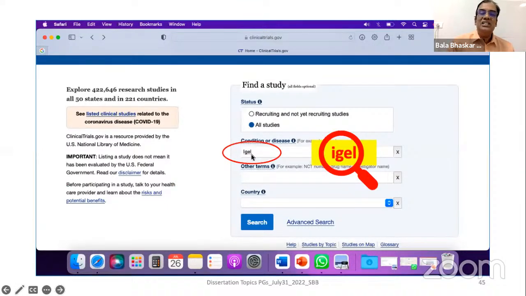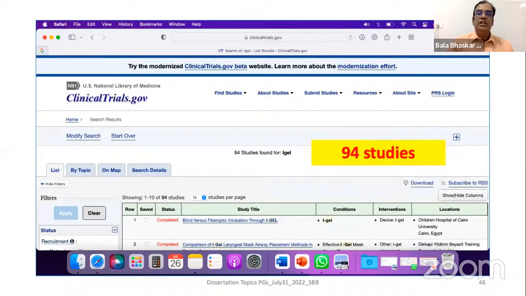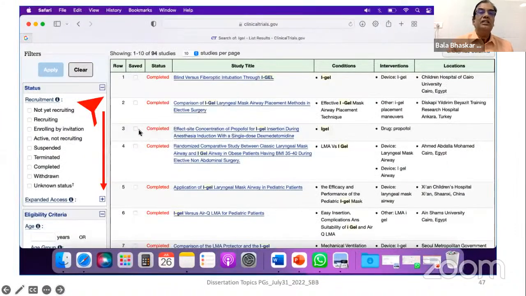Again, what I did, I just entered IGEL here as a brief search item. Look what I got: about 94 studies related to IGEL, right? And we can also use some filters in terms of different criteria: the age, the type of procedure, the type of anesthesia, and the stages of implementation, whether they are just registered, or the thesis work is going on, or the research work is going on, whether it is completed, whether it is terminated. All the details will be available.